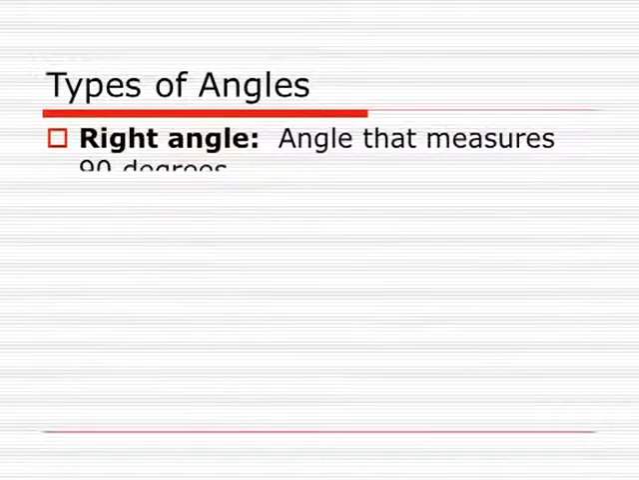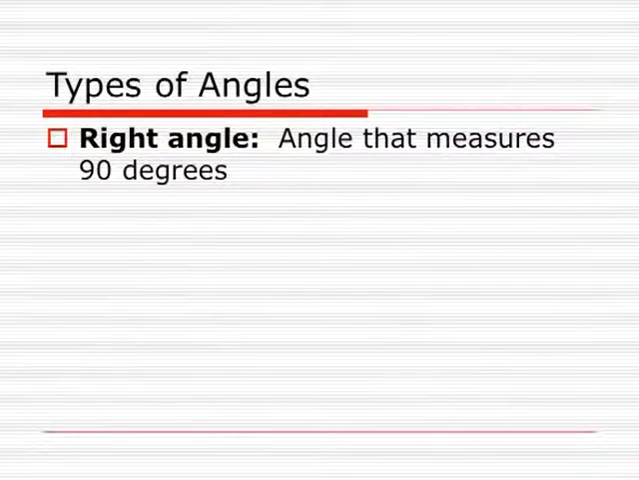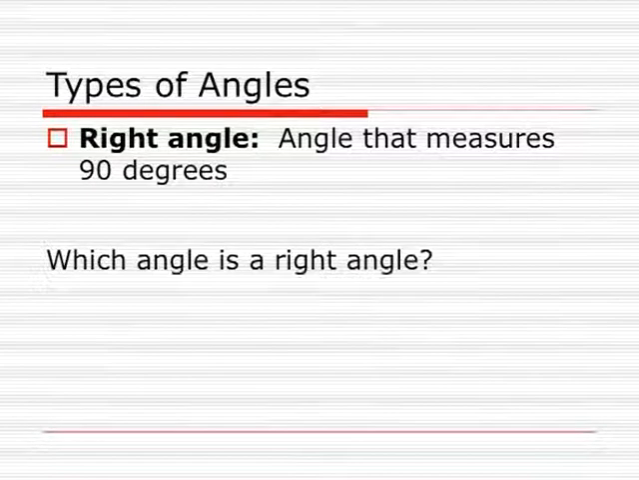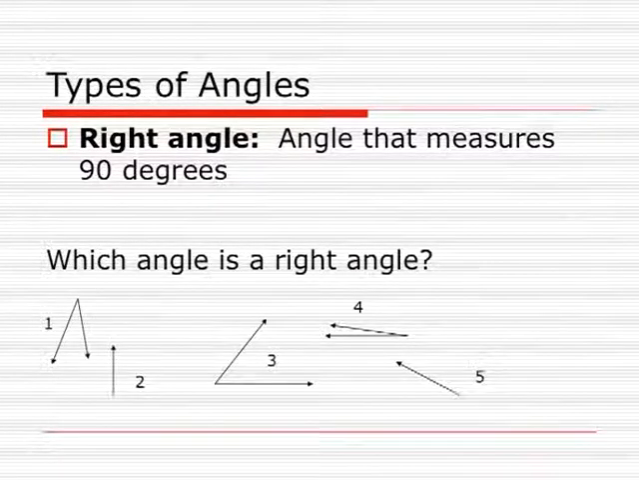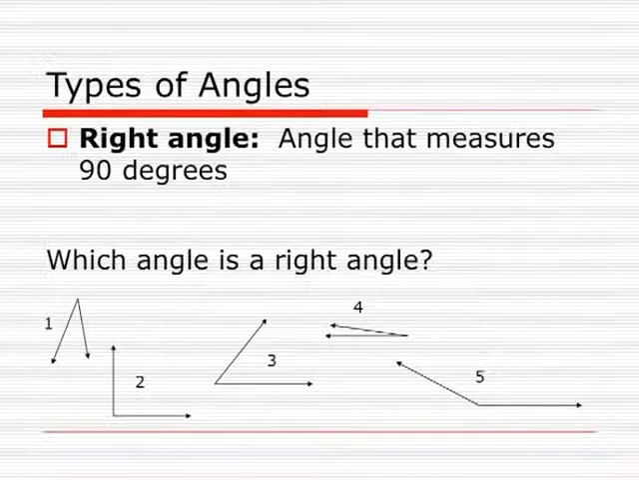Then another type of angle on the basis of measure is the right angle. A right angle is defined as an angle which measures 90 degrees. In the figure, we find only one such angle, which is angle 2 of 90 degrees. The rest of the angles are either less than 90 or more than 90. So angle 2 is the angle which we say is a right angle.